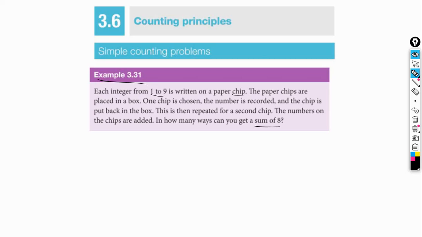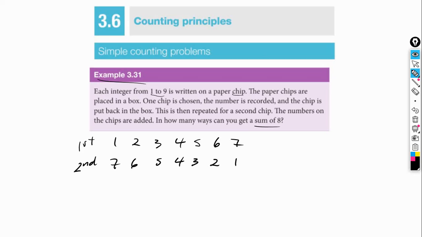So basically we have to think about the different ways we can combine the first chip, so this would be the first chip and then the second chip. So let's say we take out a 1 and then a 7. That's one way to do it. A 2 and a 6. A 3 and a 5. And it says that you put the chip back, so you can get 4 and 4, and then 5 and 3, and then 6 and 2, and then 7 and 1.